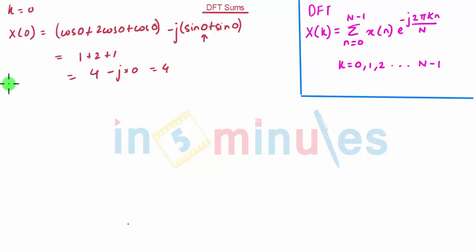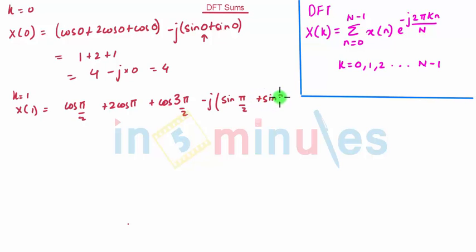When k is equal to 1, x of 1 is equal to cos of pi by 2 plus 2 cos pi plus cos of 3 pi by 2 minus j sin pi by 2 plus sin 3 pi by 2. Now substituting the values of the cos and the sine angles, we finally get cos pi by 2 is always 0. So it comes out to be 0 minus 2 plus 0 minus j, sin pi by 2 is 1 and sin 3 pi by 2 is minus 1. 1 minus 1. So finally we get minus 2.